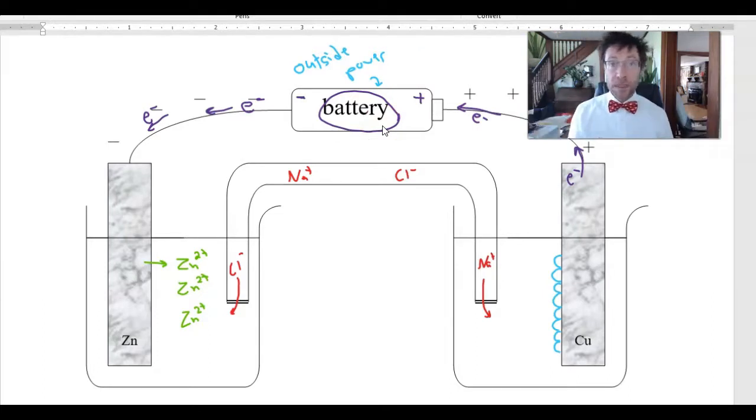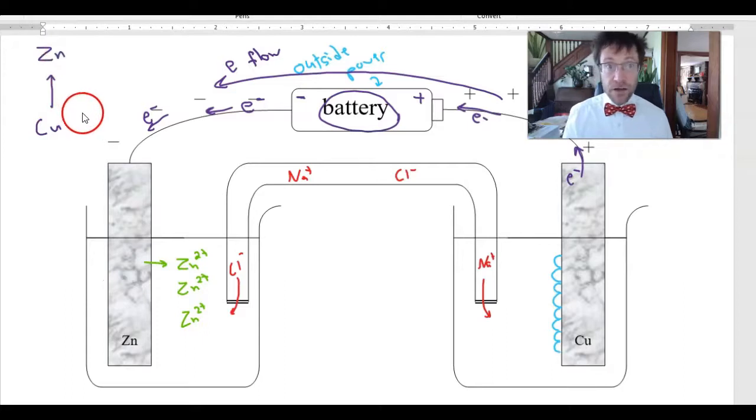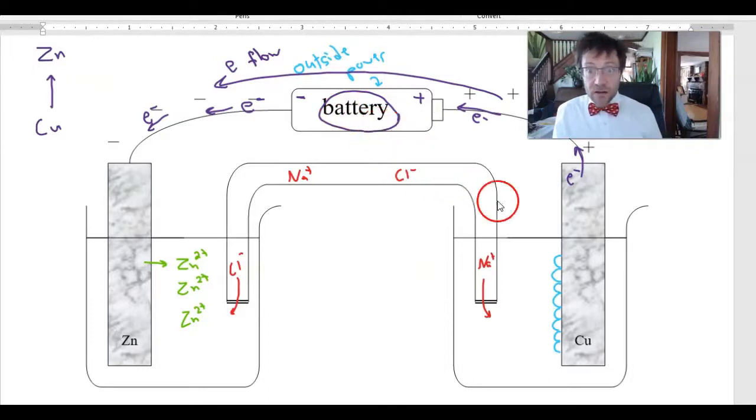But this one, if you notice, we are forcing the electrons to go this way, backwards, from copper to zinc. And if you look on table J, copper is below, zinc is above. So this is non-spontaneous. And what happens here, if you want to follow the electrons, is we attach it to this battery. This battery rips 2 electrons off.